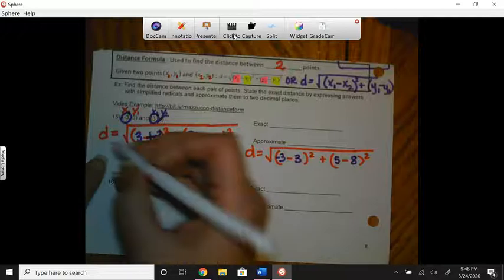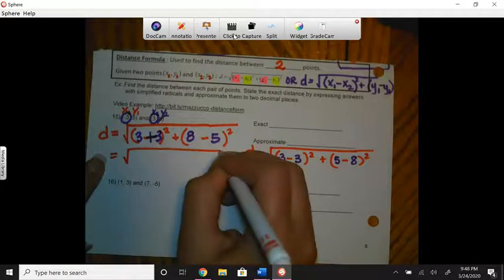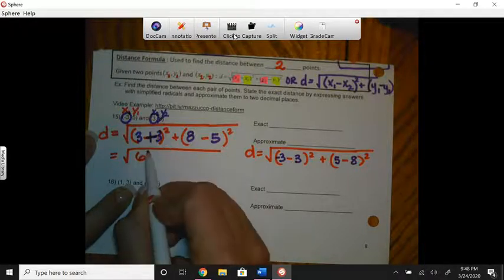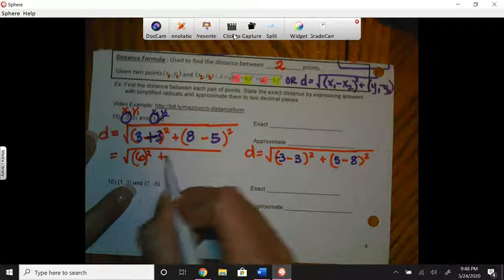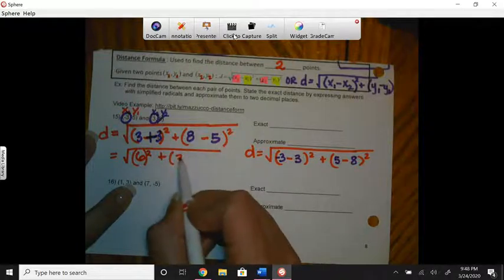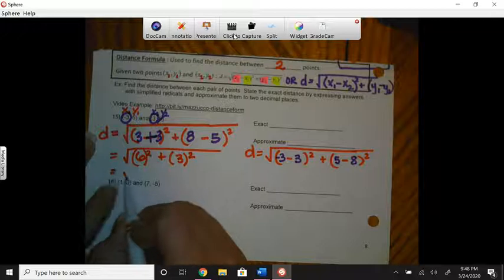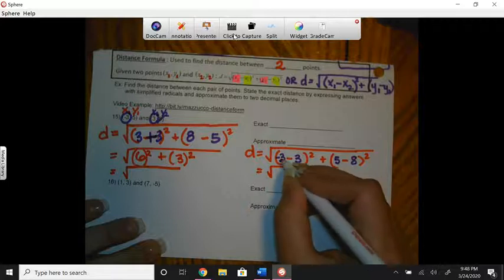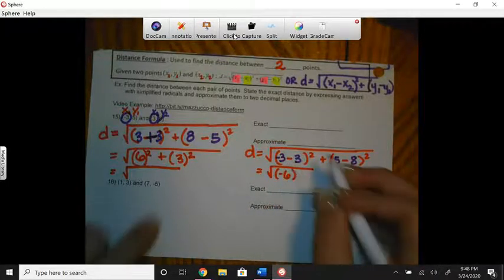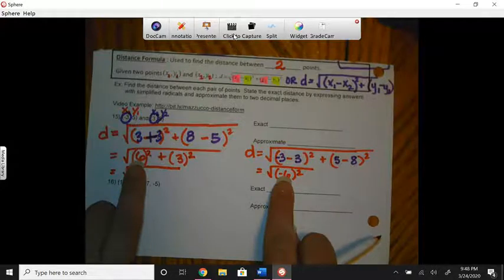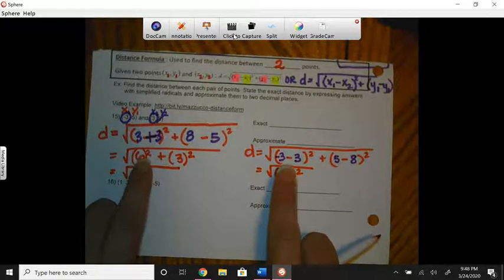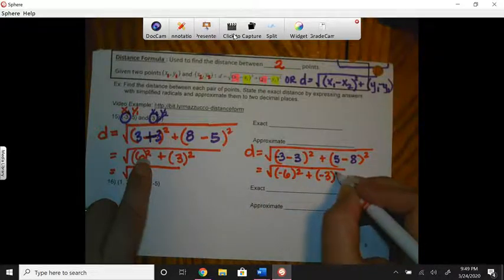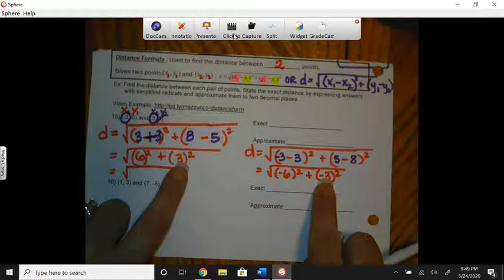Then, in order of operations, we're going to do exponents. We're going to simplify. So 3 plus 3 is 6, and then to the second power. And then 8 minus 5 is 3. If we go over here, negative 3 minus 3 is negative 6. But when you square them, both of these are going to make 36. So that's why it doesn't matter. And then 5 minus 8 is negative 3. Again, when you square both of these, they're both 9.